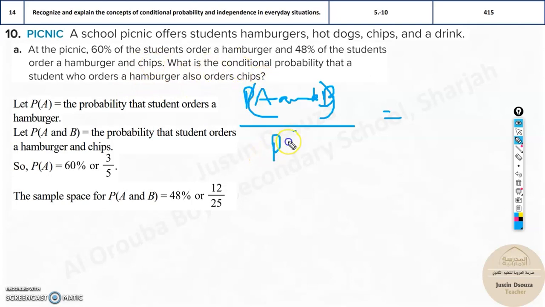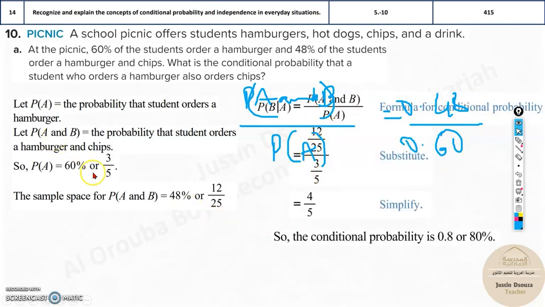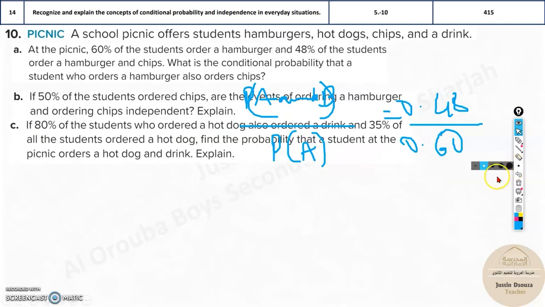The condition is probability of A, that is ordering hamburger. It is given as 60% and the probability of this is 48. So just divide this. Very, very simple. 0.48 divided by 0.6 will be the answer. See over here, they have written in fractions. That's the only thing. 0.48 is written as 12 by 25, and over here it is 3 by 5. That's it. Now, that's how we solve it.